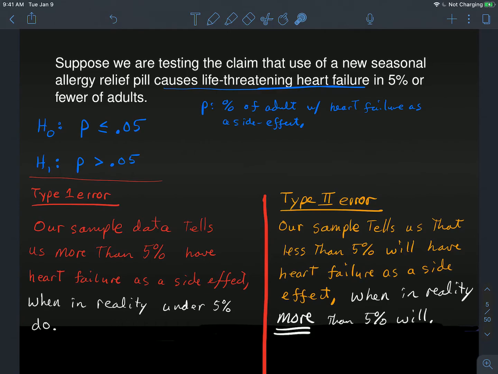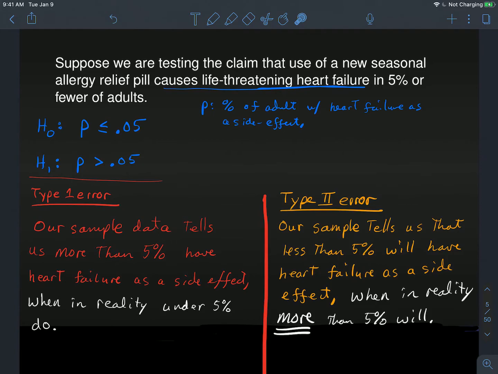Our type 1 error in this case, the big danger of the type 1 error is as follows. Remember, the type 1 error would have us reject our null hypothesis. So our sample data would tell us that more than 5% have heart failure as a side effect, when in reality it's under 5%. The type 2 error is on the other side, right? In this case, our sample tells us that we failed to reject H0, so we have to presume that it's correct. So our sample tells us less than 5% have heart failure. But remember, this is a mistake. In reality, it's more than 5%.